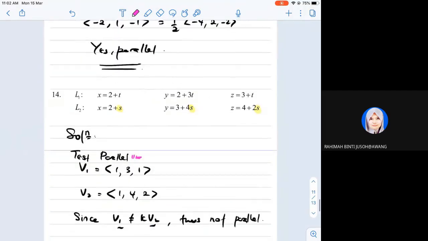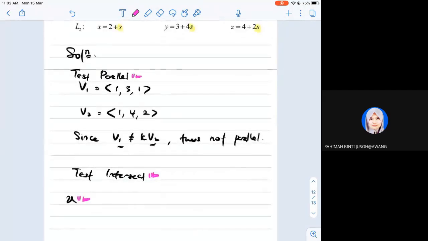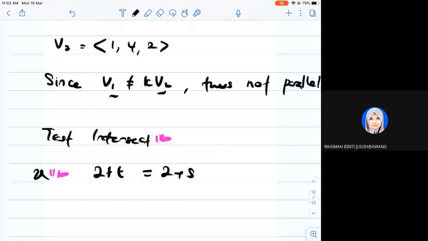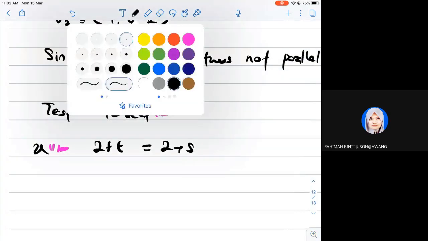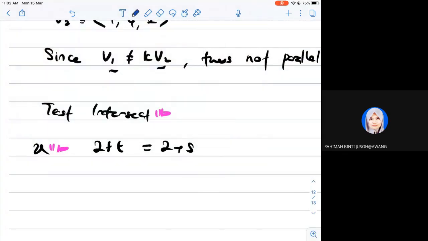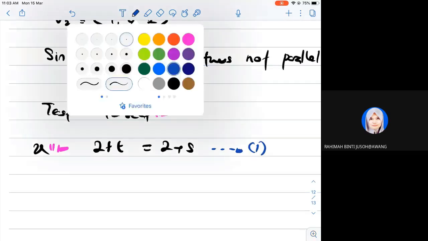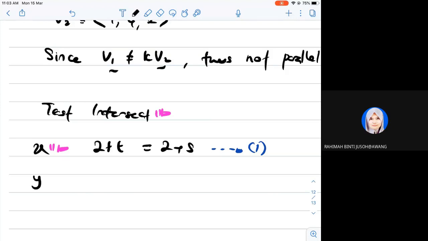Okay, X, we have 2 plus T equivalent to 2 plus S. Macam tu. Okay, so 2 plus T samakan dengan 2 plus S. So this is your first equation. Jadinya ini adalah equation kita yang pertama. First equation.